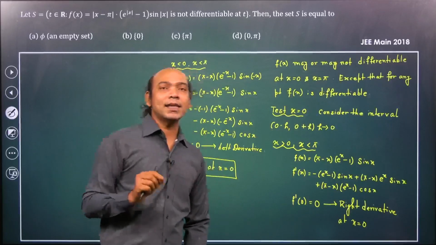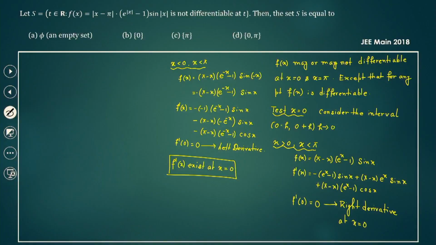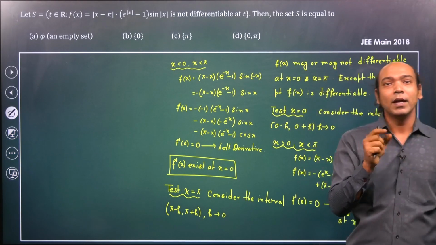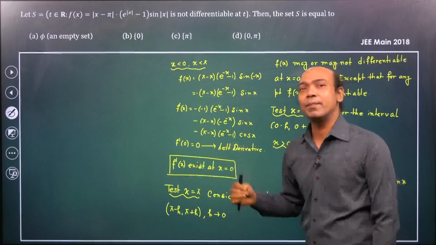So let's go ahead and understand the function at x equal to pi. Now we'll test x equal to pi, so we consider the interval pi minus h to pi plus h where h tends to 0. That's it. So this is the point we need to calculate. Now when we have pi plus h, we need to consider the conditions x greater than pi and x less than pi.